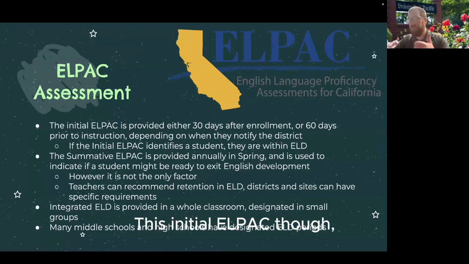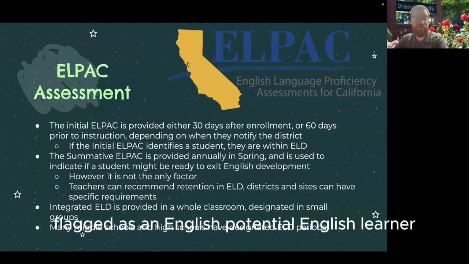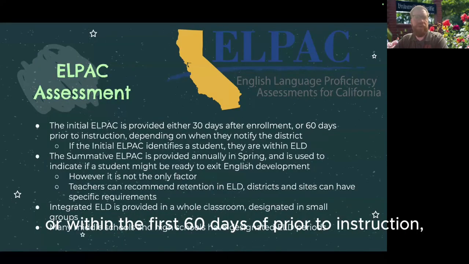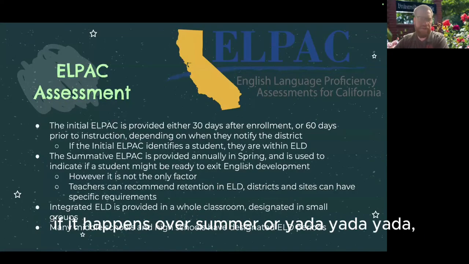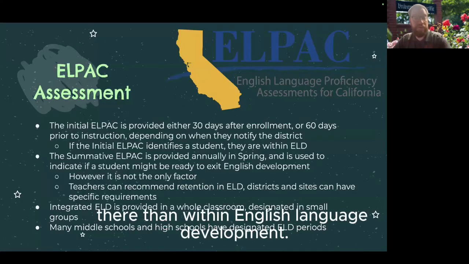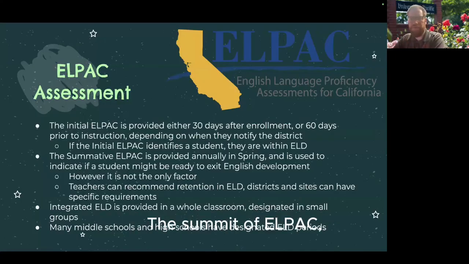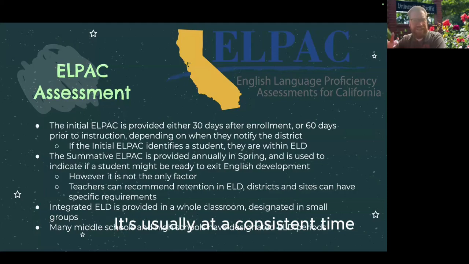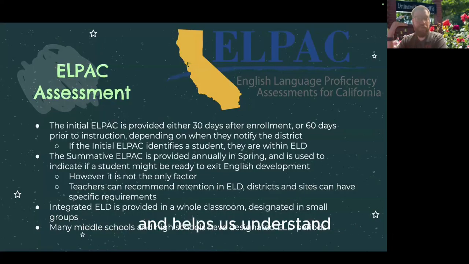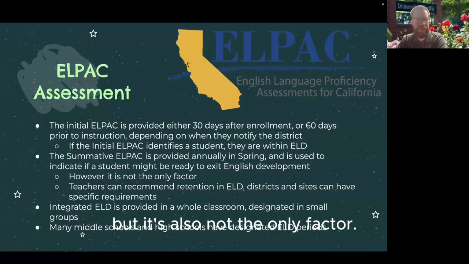This initial LPAC, though, once a student is flagged as a potential English language learner when they enter the school system, will be provided either within 30 days of enrollment or within the first 60 days prior to instruction, depending on whether it happens over summer. And of course, if an initial alternative LPAC identifies a student as being an English language learner, they're then within English language development. The summative LPAC typically is provided in the spring. It's usually at a consistent time, not relative to when a student entered English language development, but some school districts do it differently. And it helps us understand if a student is able to be exited from English language development or not. But it's also not the only factor.